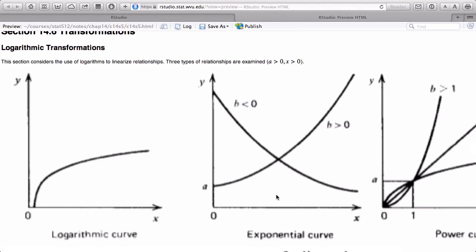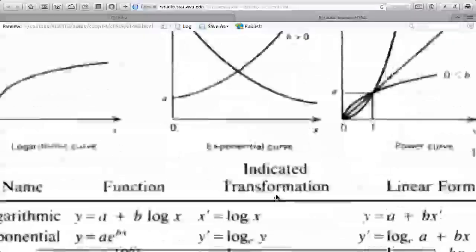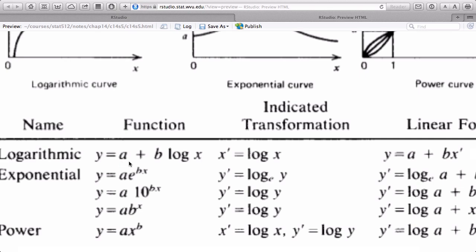Well, a lot of times we don't have these nice linear relationships. And so there are several types of functions that are very common. You could have a logarithmic curve, an exponential curve, or a power curve. So we might have a function that looks like this: y is a plus b times log of x. So it's linear in the log of x, not x. So this is still a linear model. In other words, if you define x prime to be log of x, then this is a linear model, a plus b times x prime.